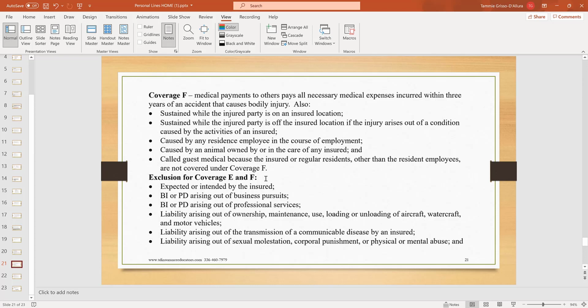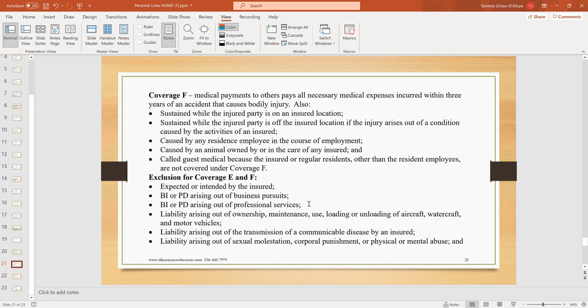Now, I call these exclusions pretty much common sense. Expected or intended is excluded. Again, business pursuits are excluded. You will need a business policy for that. Professional services are excluded. If you are a doctor and you get accused of malpractice, your liability on your homeowner policy is not going to pay for that. You as agents will have errors and omissions insurance. So if you tell somebody something is covered and it's not, you cannot go under your homeowner policy.